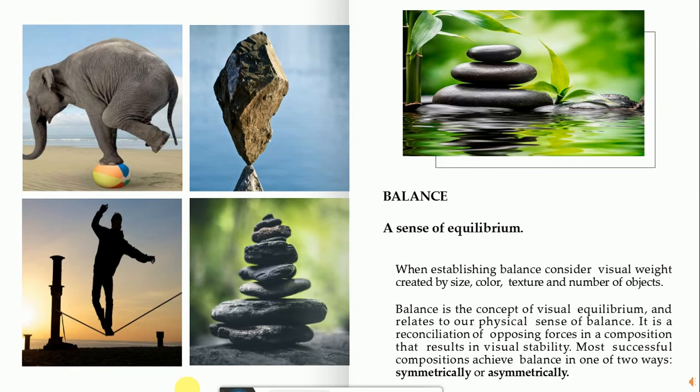Balance, a sense of equilibrium. When establishing balance, consider visual weight created by size, color, texture and number of objects. Balance is the concept of visual equilibrium, and relates to our physical sense of balance. It is a reconciliation of opposing forces in a composition that results in visual stability.